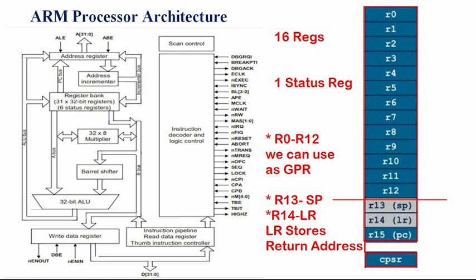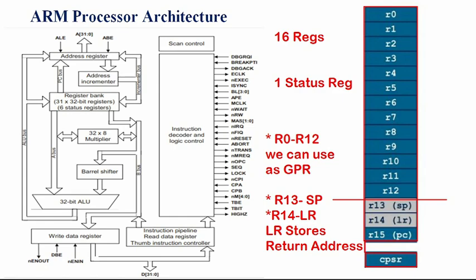Already in the previous slide I explained that the program counter is a register which points to the next instruction to be executed. So it's a counter, it always points to the next instruction to be executed. So R15 is reserved with the program counter functionality. These are all the registers associated with the ARM processor.